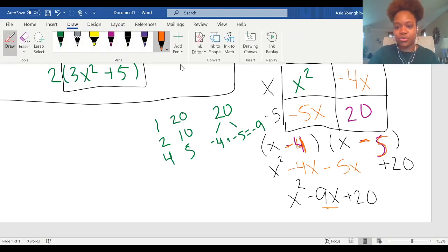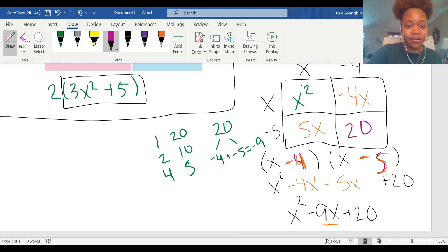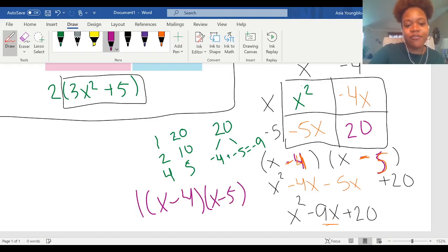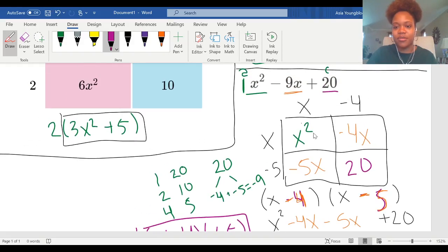So these are the two binomials that were multiplied to get us x squared minus 4x minus 5x. So that's going to be the answer that we write down. Our final answer is x minus 4 times x minus 5. So again, for the rest of these problems, I'm not going to be showing all this. I'm just going to be showing the box method and how to get that outside. But I really wanted to make sure you understood the process. So let's go to the next problem.